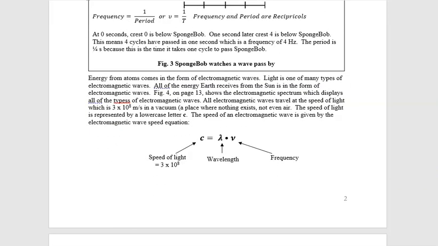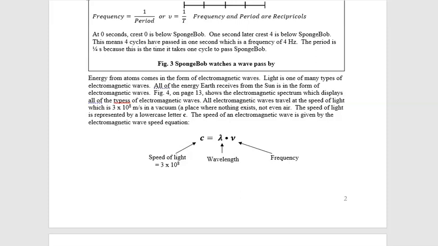Okay, so I'll continue. All electromagnetic waves travel at the speed of light, and that's 3 times 10 to the 8th meters per second. If we're going to be very exacting, it's 2.998 times 10 to the 8th meters per second in a vacuum. A vacuum is a place where nothing exists, not even air. The speed of light is represented by a lowercase letter c. The speed of an electromagnetic wave is given by the electromagnetic wave speed equation.